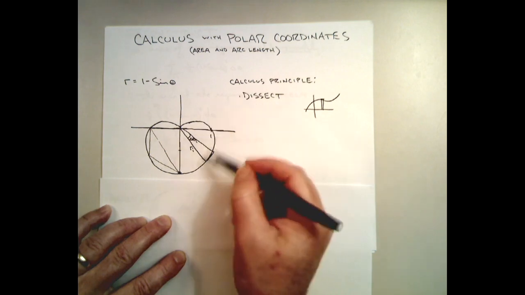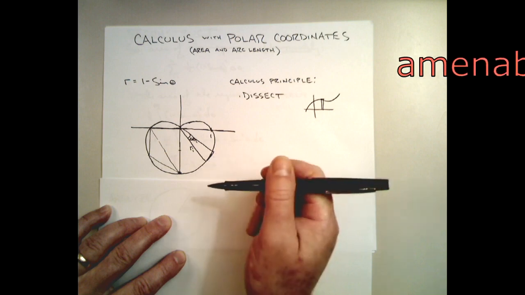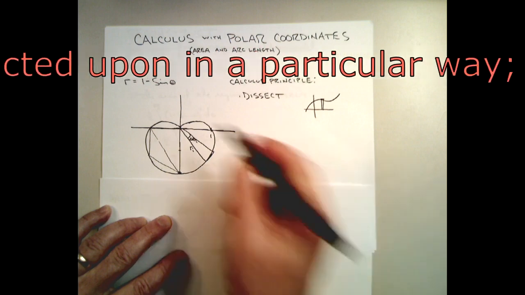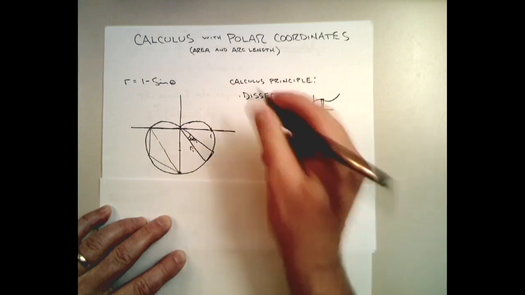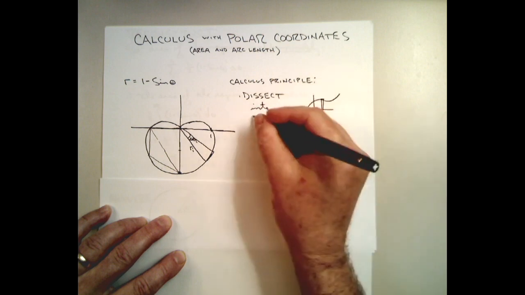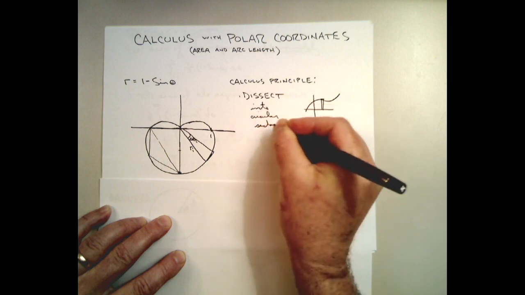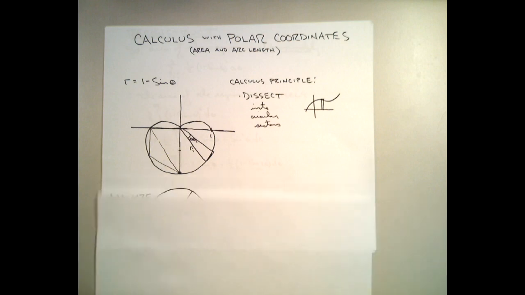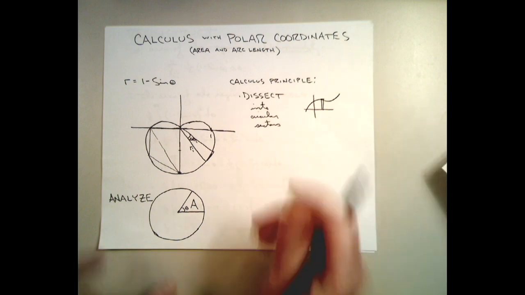It wouldn't be a very nice shape to dissect into if we were using rectangular coordinates, but it seems exactly the shape we should be dissecting into whenever we're using polar coordinates. All right, so we'll assume that we have dissected the entire region into, what would these be? Circular sectors? Right? So after we've dissected, we need to analyze. So let's go ahead and analyze how to calculate the area of a circular sector.